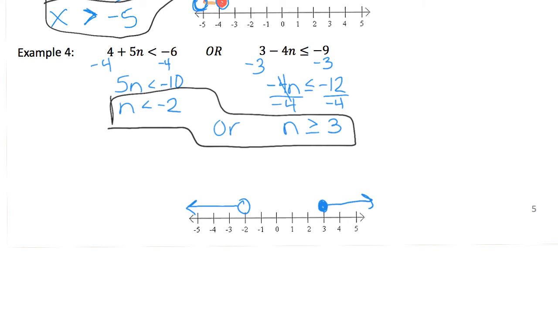So here's your answer. What I forgot to tell you is that we want to box up our answers. Even though we solve them separately, we want to say, hey, these answers are together. It could either be n is less than -2 or n is greater than or equal to 3. So it could be either one of those. We box our answer and we graph our answer when possible.